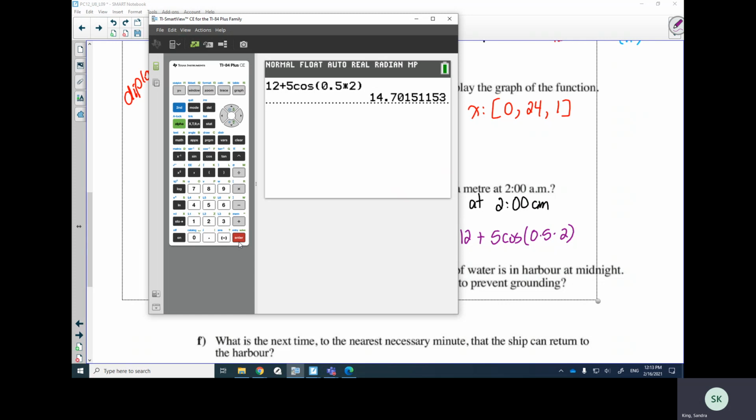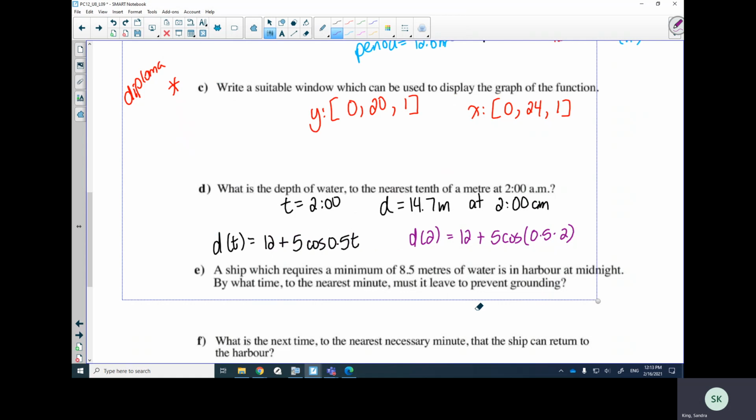So on your test on Thursday, you have a choice whether you want to graph it and use your graph, or whether you want to just punch it in like this and get your answer. But the depth at 2 a.m. is 14.7 meters. Okay.